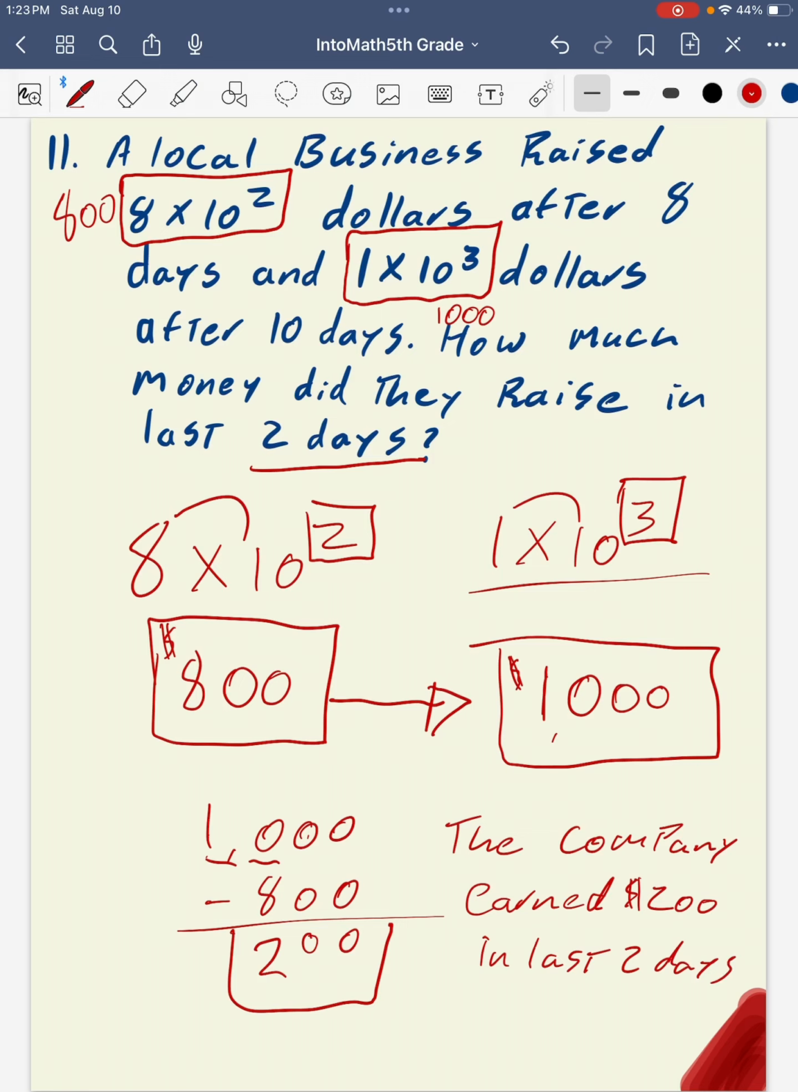Now, if I want to write that as an exponent, I can change 200 into 2 times 10 to the second power. That is another way of representing 200.